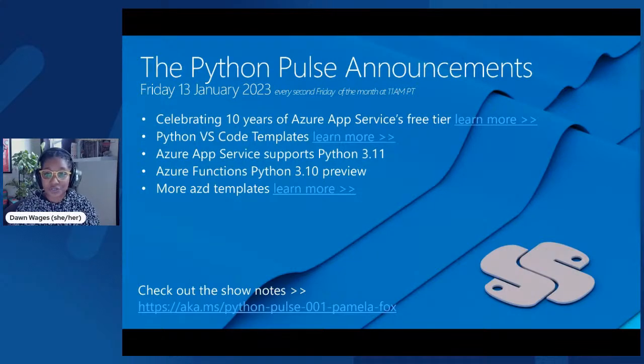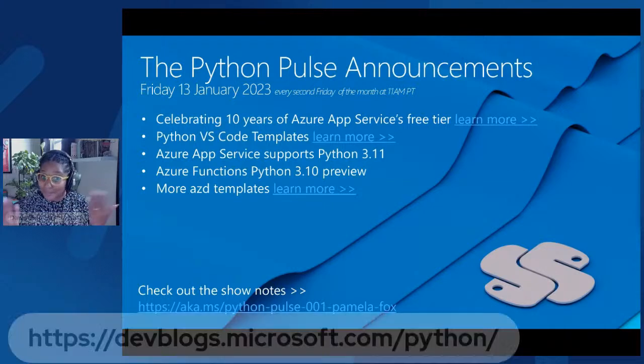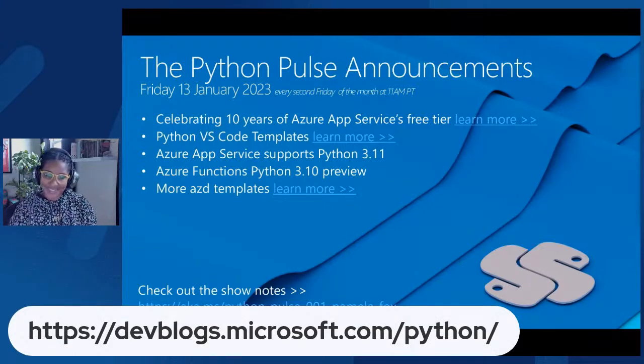Also, we have Azure Functions now supporting Python 3.10 preview. And then we also have more AZD templates. AZD is a command line interface for Azure solutions and provides a clear path for writing Python code and other code for the cloud. So we have templates provided by the community, and now we have more. And we welcome more community contributions. So really excited to be able to show those things. And if you want more information on the links that we talk about throughout this stream today and any of these announcements, please go to our show notes. The link is at the bottom of this slide.